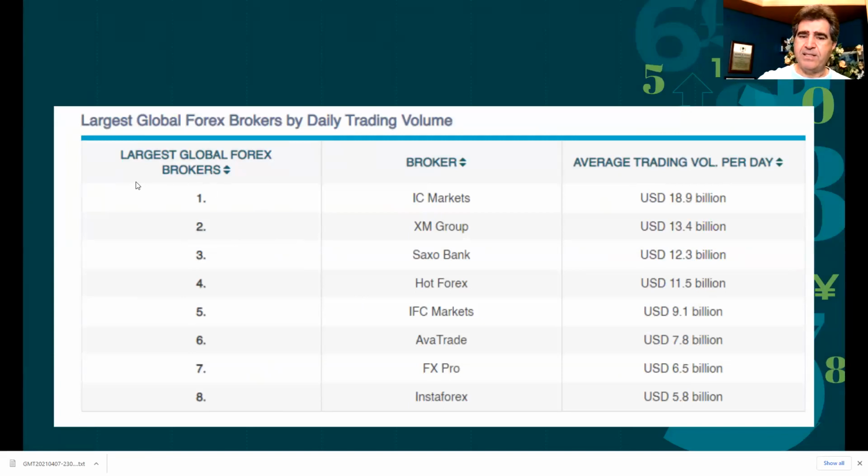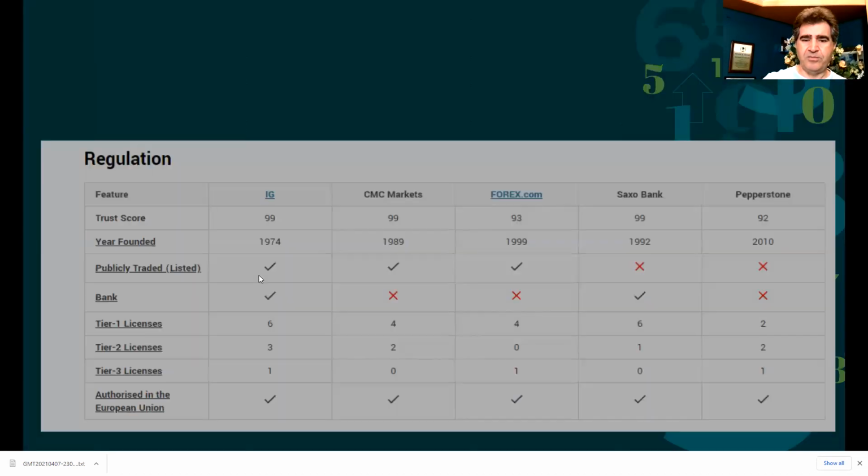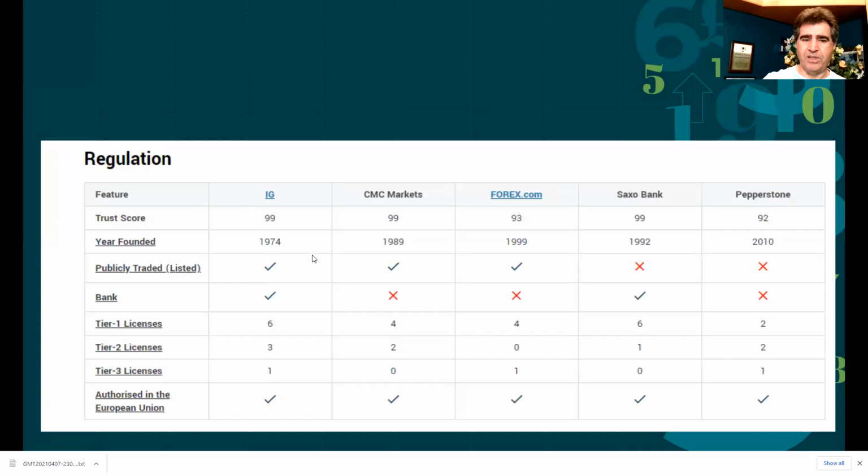So this is a list of the largest Forex brokers in the world. IC Markets from Australia, the average trading volume is 18.9 billion a day. We have XM Group, from United States, FX Pro. So there's quite a few in United States, but again, in London, there's big ones, and again, Singapore, Hong Kong. So I just did a review of some of the top brokers.